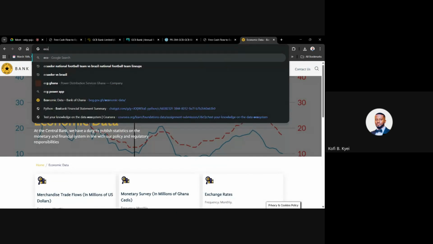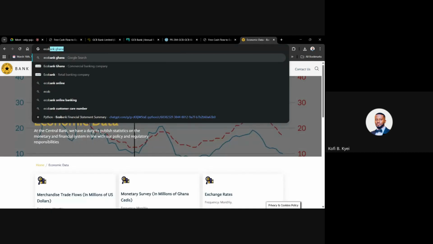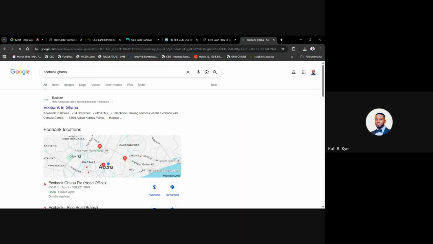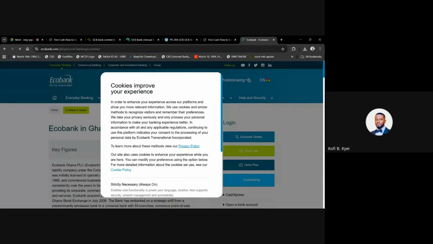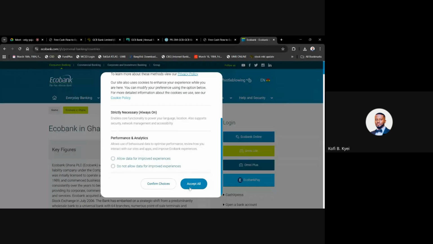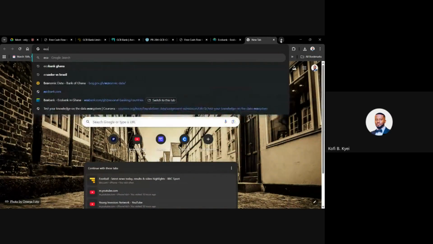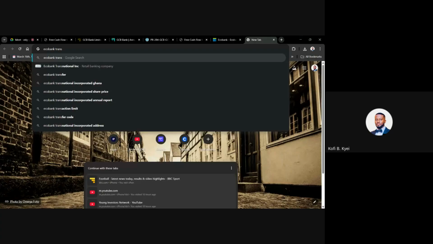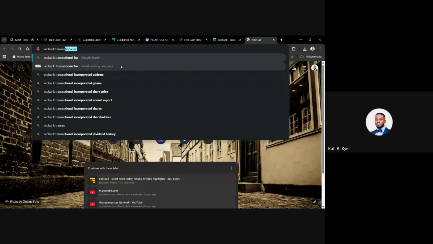Okay, so EcoBank Ghana is the one that has the bigger value on the market. If you check EcoBank Ghana, the share price is around 9 cedis. Yes, it's around 9 cedis. And then we have EcoBank Transnational Incorporated, which is the parent.